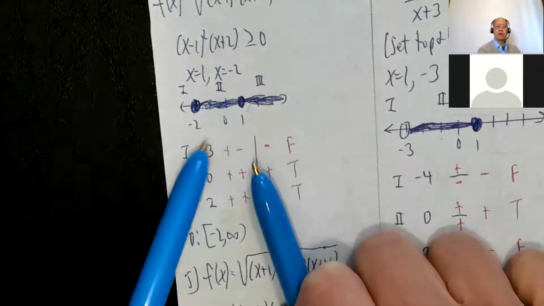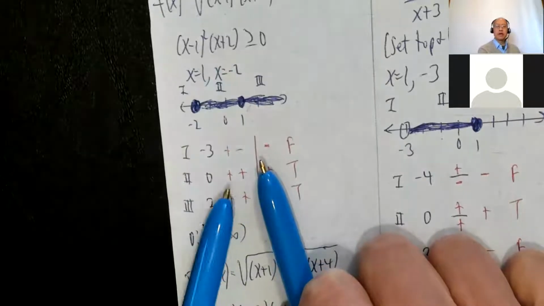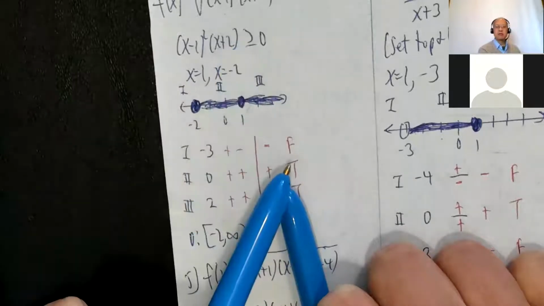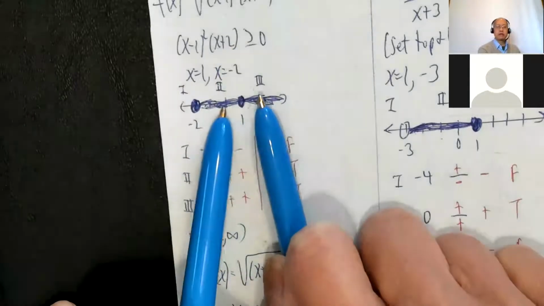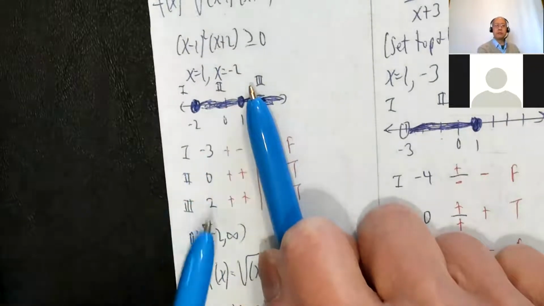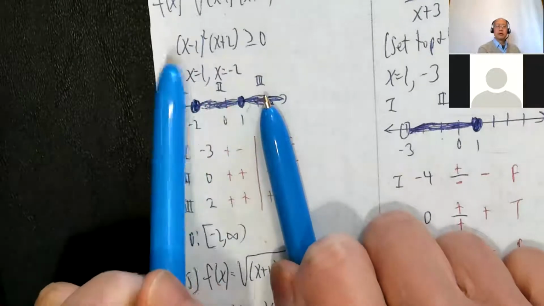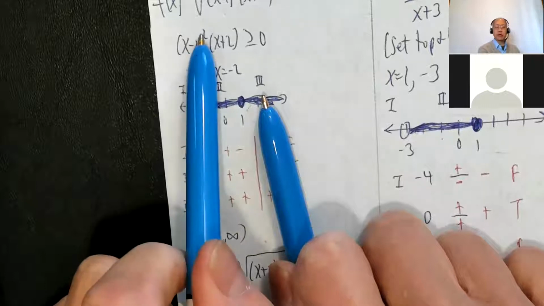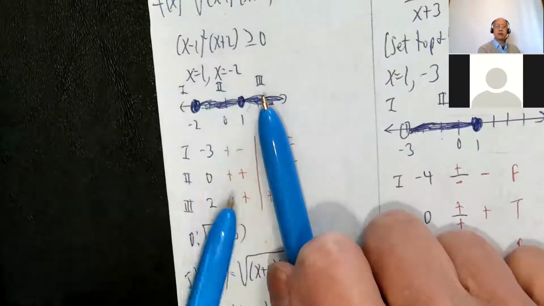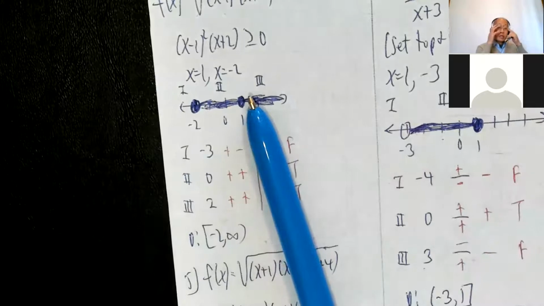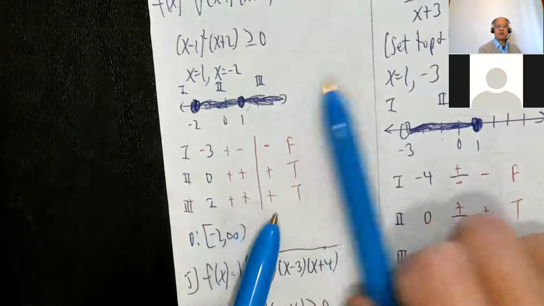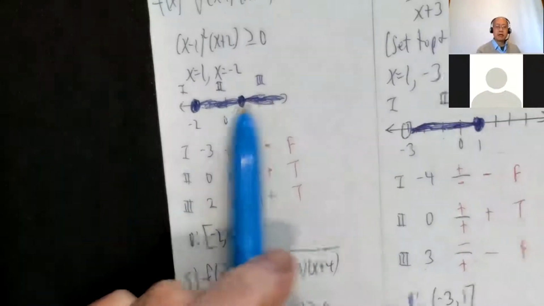Region 2, 0. 0 plus 2 is positive. Positive times positive is positive. Positive greater than or equal to 0, true. Shade in region 2. And then 2. Okay, I don't have to plug in here. I already know it's positive, right? Even if this came out to be negative, I'm squaring it, so it's positive. 2 plus 2, positive. Positive times a positive, positive. Positive greater than or equal to 0, true. Shade in region 3.